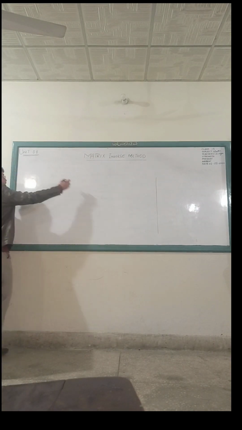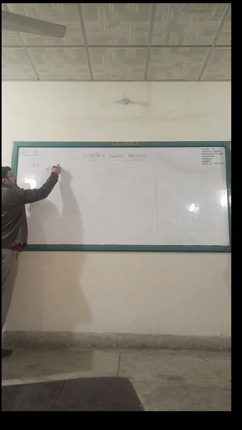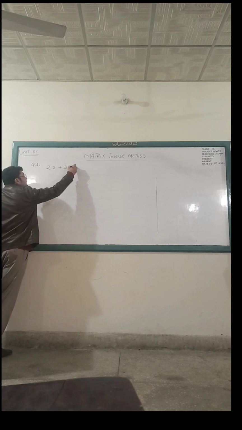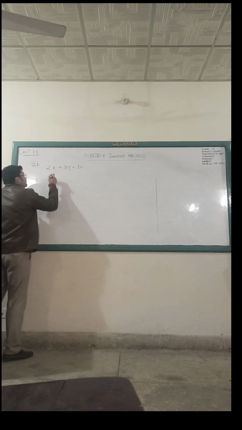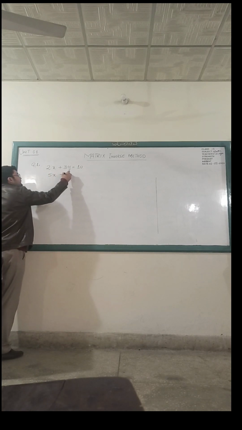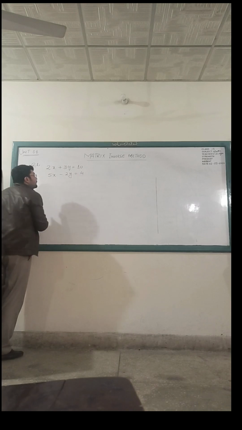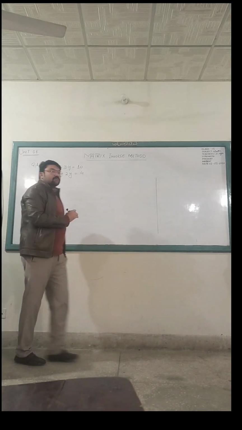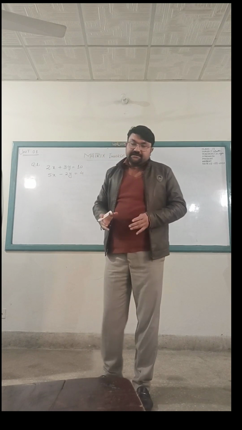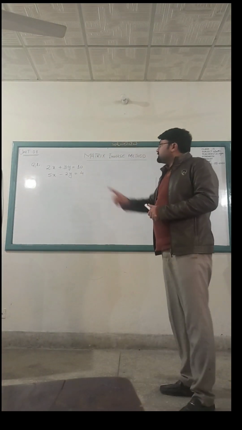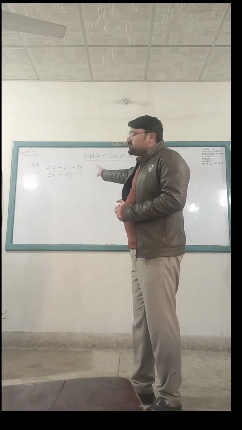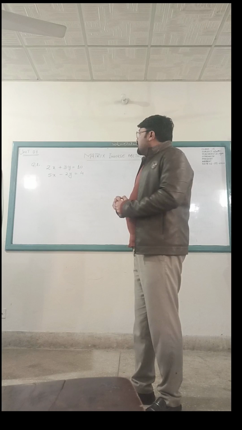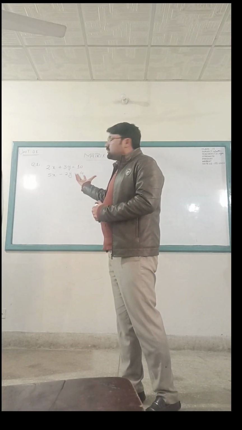Let's suppose this is question number one. 2x plus 3y is equal to 10. 5x minus 2y is equal to 4. We need to find out the values of x and y, the unknown quantities. We have two equations here. The first equation is 2x plus 3y is equal to 10. The second equation is 5x minus 2y is equal to 4. Okay, so we will find out the values of x and y.